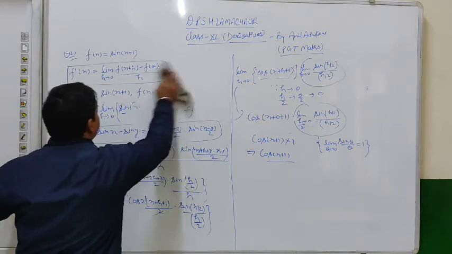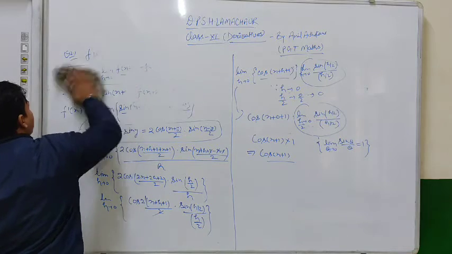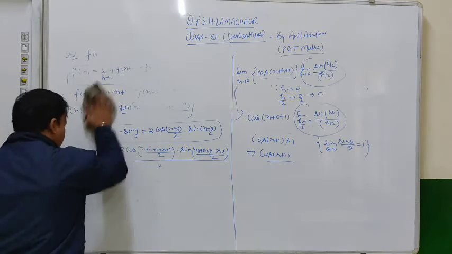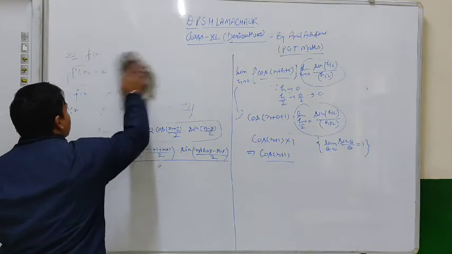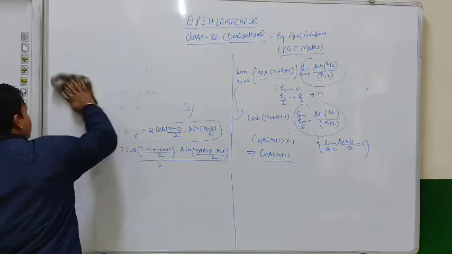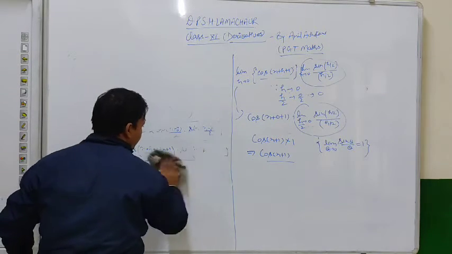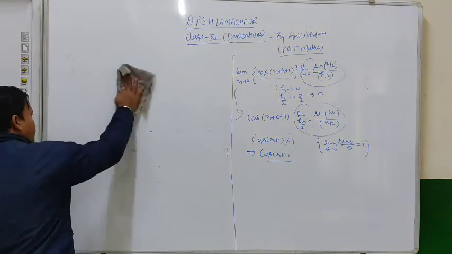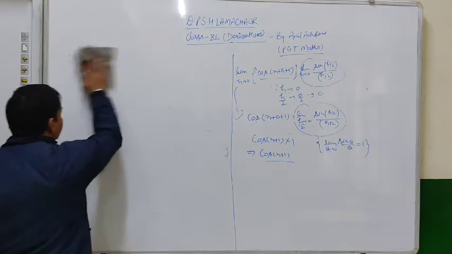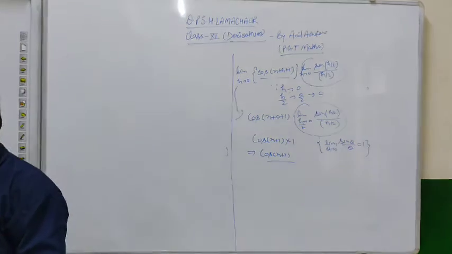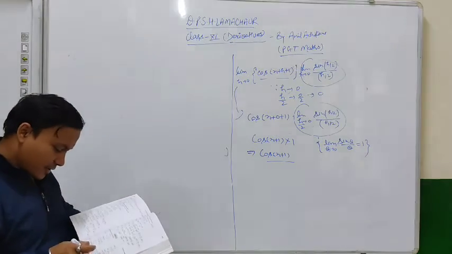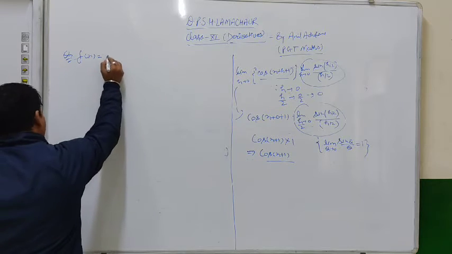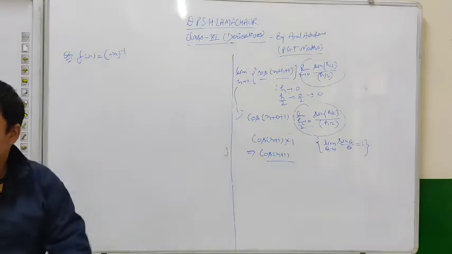Now the next question. The next question is f(x) is equal to minus x to the power minus 1. So we have to find out the derivative of this given function.